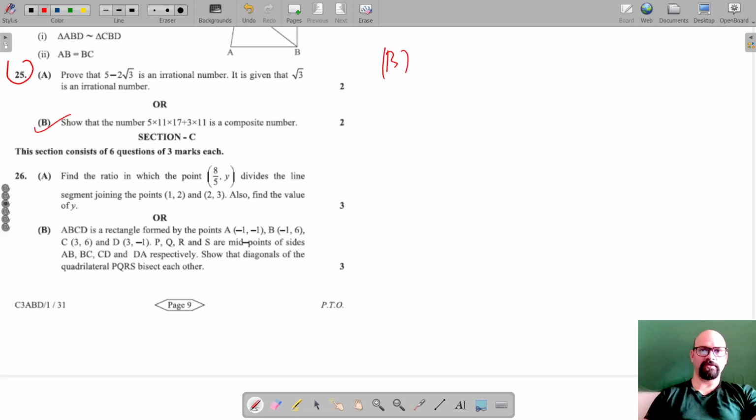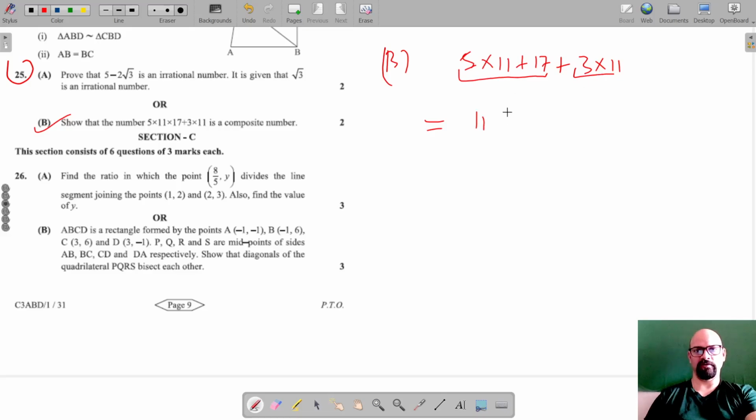This is part B, and we have to show that 5 into 11 into 17 plus 3 into 11 is a composite number. A composite number is a number that has more than two factors, apart from one and the number itself. So if I try to take common in these two terms, this is the first term, this is the second term, and the common is 11.